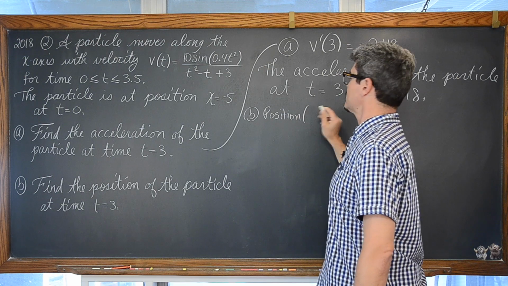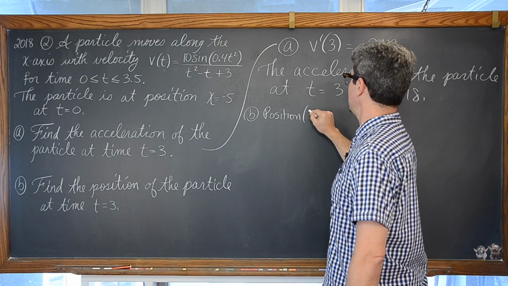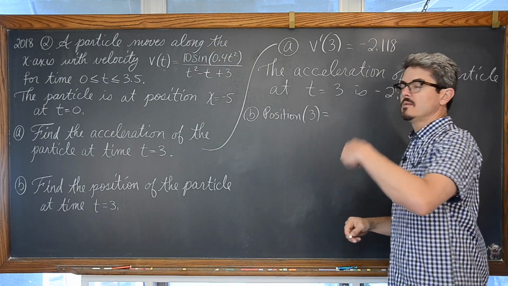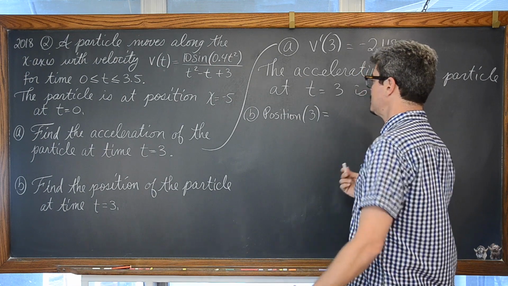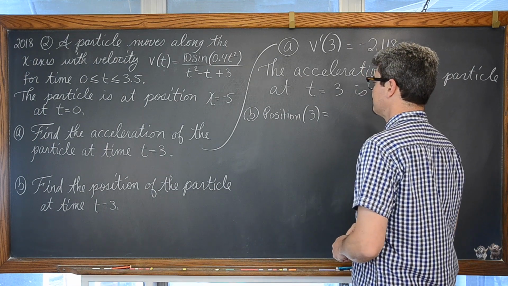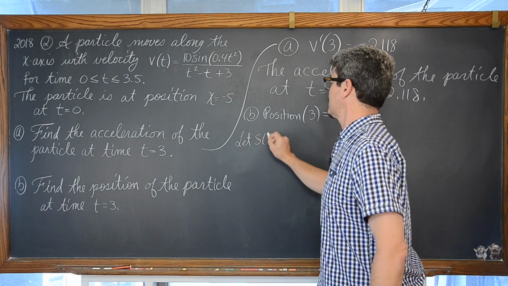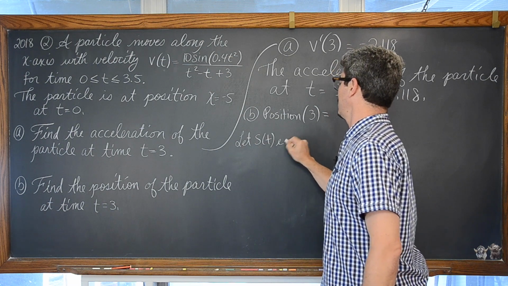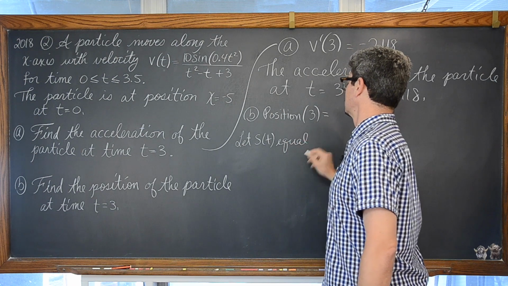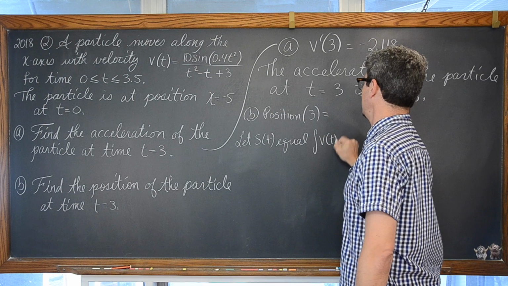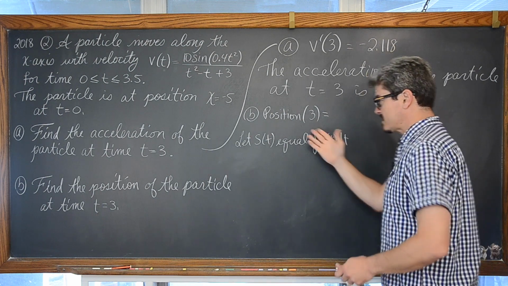So your position at t is equal to 3 is going to be equal to where you were at t is equal to 0. Let me do this. Let me just say let s of t equal the integral of v of t dt. This is not necessarily in the marking scheme.